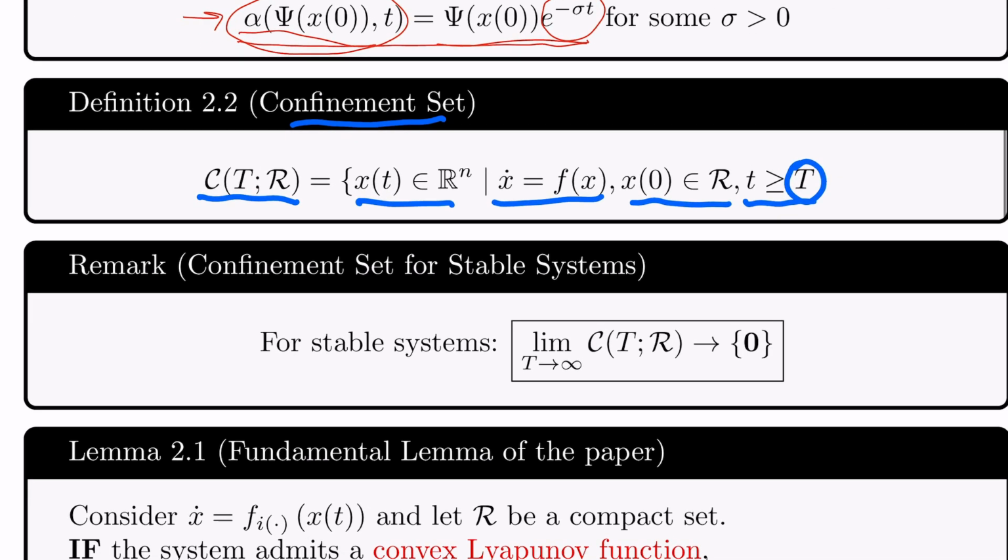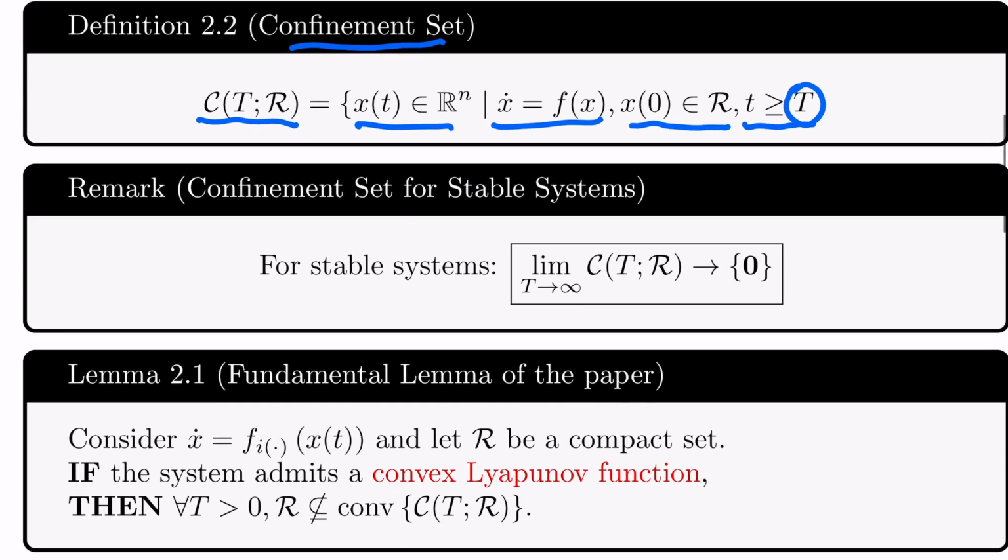Since we discussed it before, I'm glossing over that. And here, the confinement set for stable systems, as t goes to infinity, right? What the system will do after 10 seconds, 100 seconds, infinite seconds. And if it is stable, it will collapse, right? Basically, this is what we're saying here.